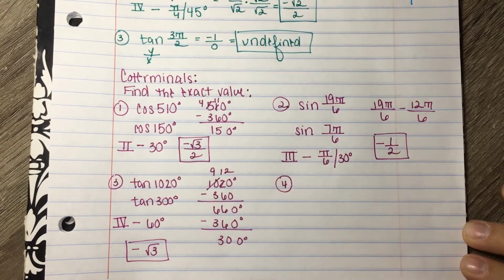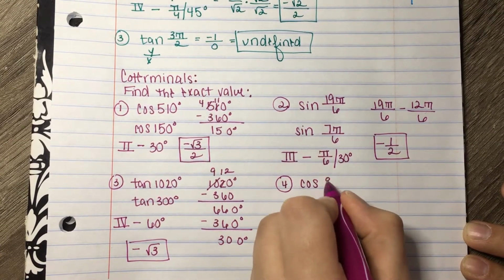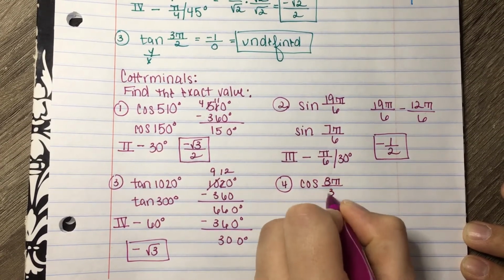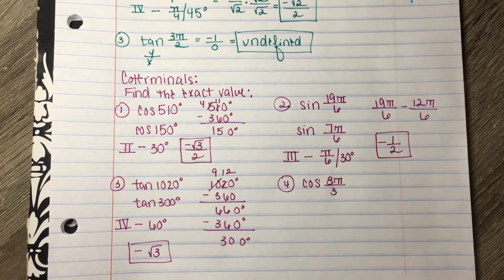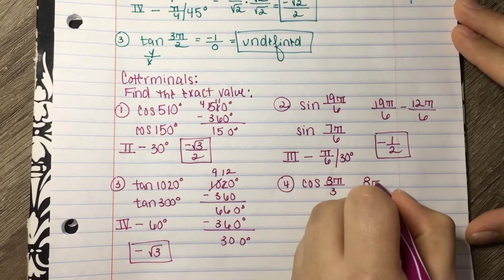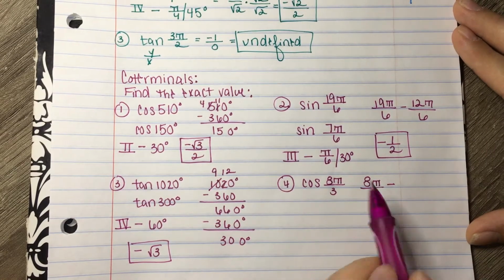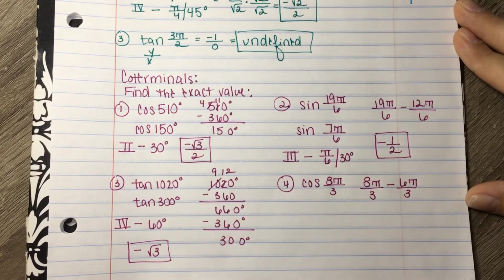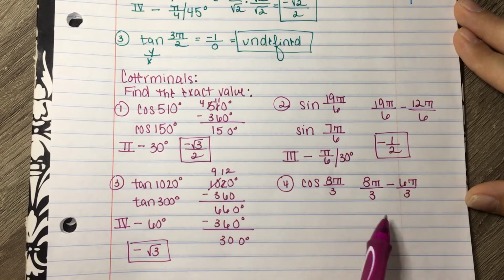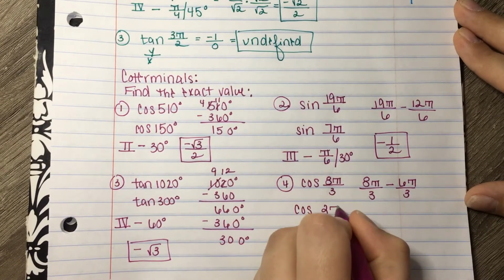And here we are. We're going to take a look at cosine of 8 pi over 3. All right, so you should be recognizing that 8 pi over 3 is past 2 pi, so I need to subtract a full revolution. I'm going to subtract 2 pi. But I need a common denominator, so 2 pi is 6 pi over 3. That's the same as 2 pi. All right, and then when I subtract my numerators, I see that I have cosine of 2 pi over 3.